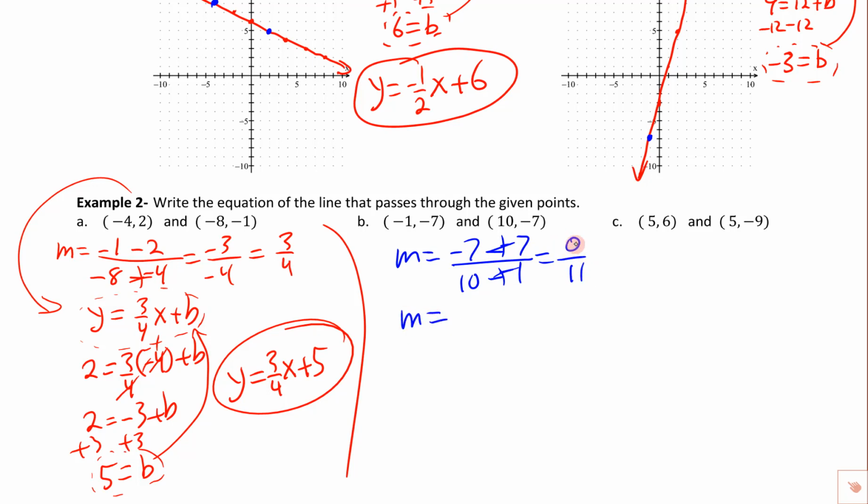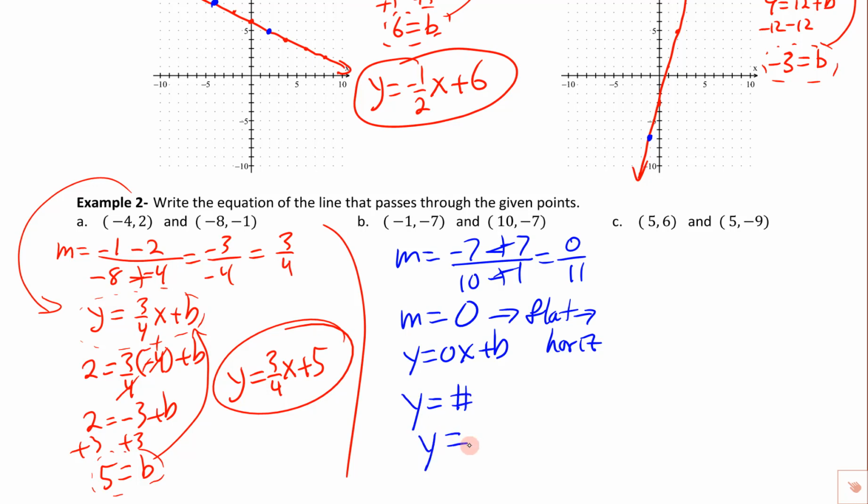Well, that tells us, remember, 0 is okay to divide by a number. It's not okay to divide by 0. 0 on the top's fine. Grab your calculator, type it in if you want to. It would tell you that the answer is 0. So that means that we've got y equals 0x plus b. Well, stop and think about this. That means it's flat. That means it's horizontal. That means it's going to be y equals a number. So what is that number? Take a look up here.